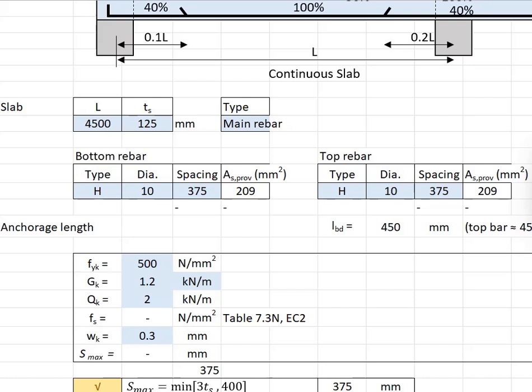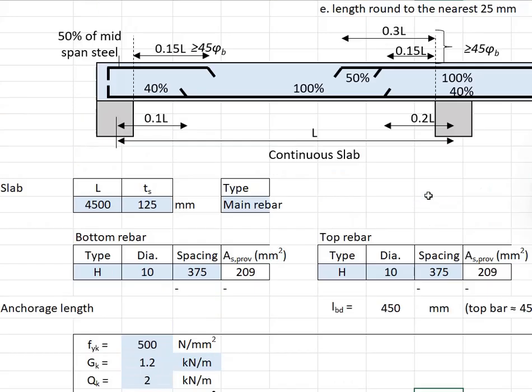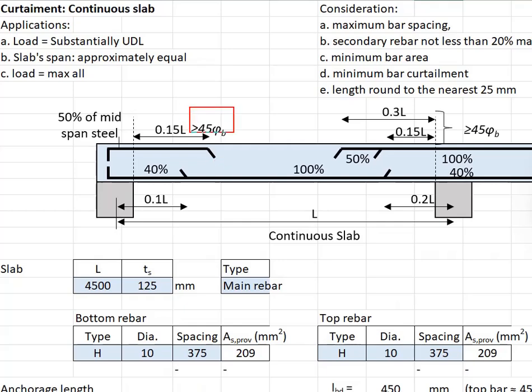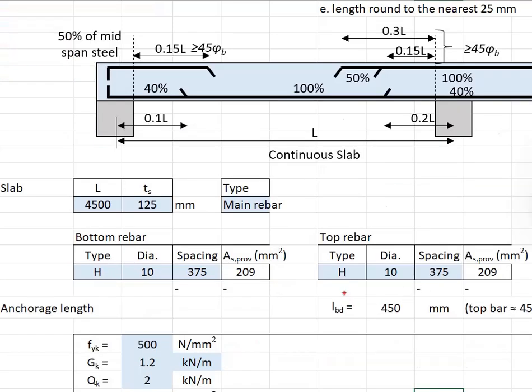That means you have no issue with the maximum spacing as well as the As,min for both the bottom reinforcement bar and the top reinforcement bar. Since the British standard has an anchorage length defined as 45 times the bar diameter, we can calculate the anchorage length here. 45 times the bar diameter. And this one is applicable for the top bars here.